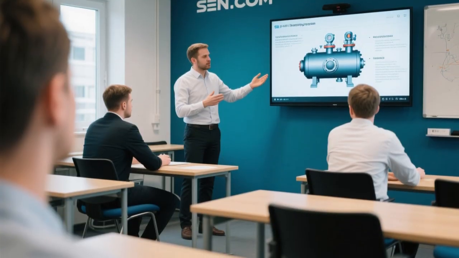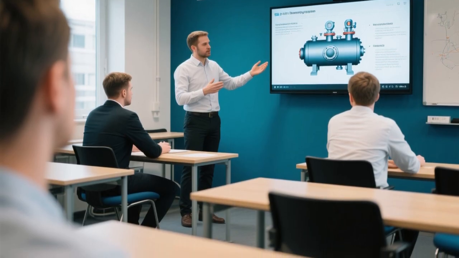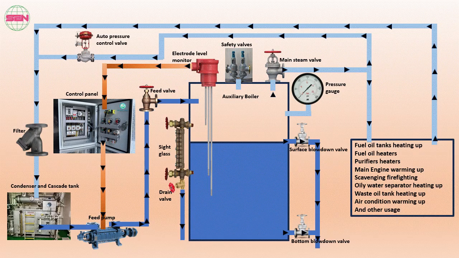Today we will be discussing how the auxiliary boiler works on the water and steam side. Once the boiler is ignited and steam is generated with normal pressure, the system enters its active operational cycle.